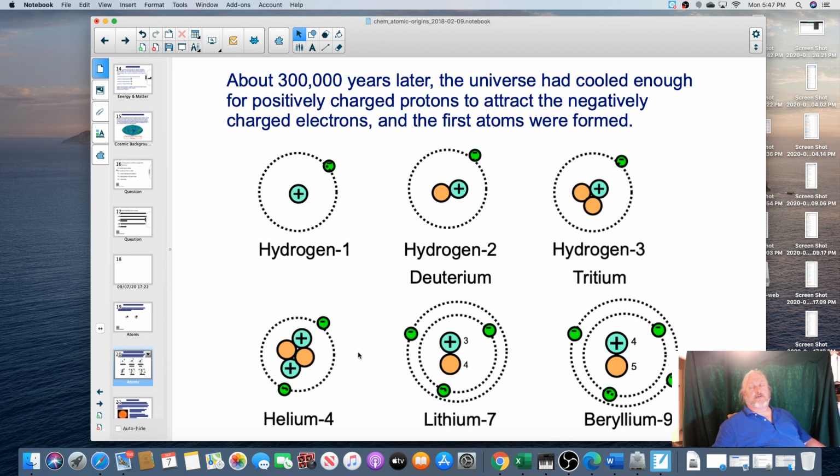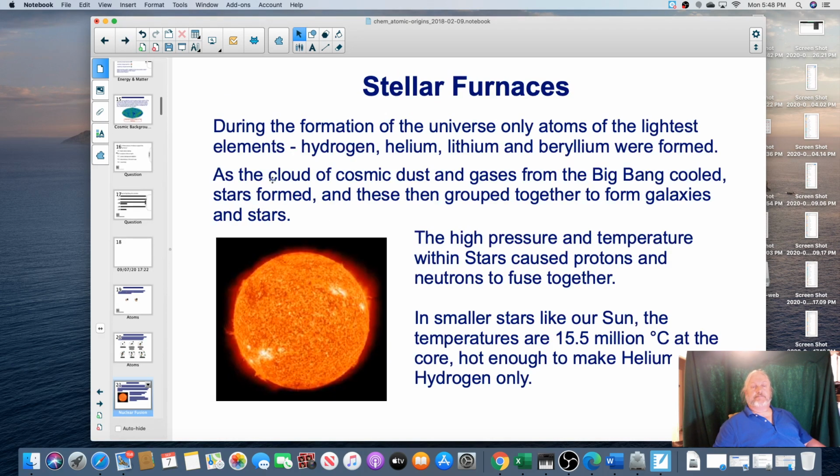So 4 particles in the nucleus. Lithium-7, 3 protons, 4 neutrons, for a total of 7 particles in the nucleus, 3 electrons in orbit. Beryllium-9, 4 protons, 5 neutrons, so a total of 9 particles in the nucleus with 4 electrons floating around it.